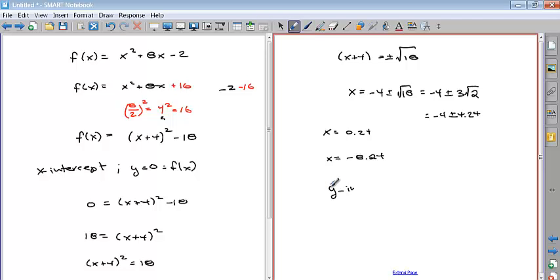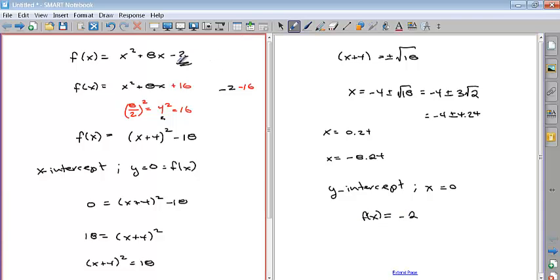The y-intercept, you set x equal to 0. And in that case, you go back to the original form instead of doing it here, just easier. You get the same answer either way. So you say what is y, or what is f of x, when x equals 0? Well, the answer is negative 2. It's just the constant part. So that's the y-intercept.